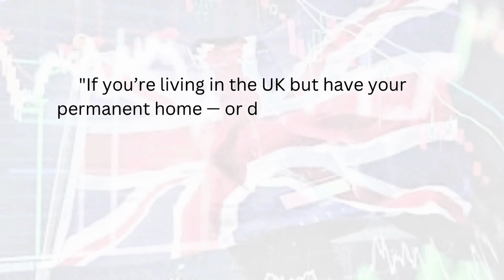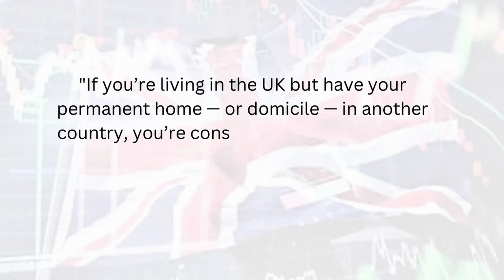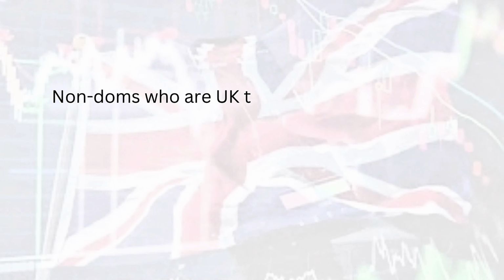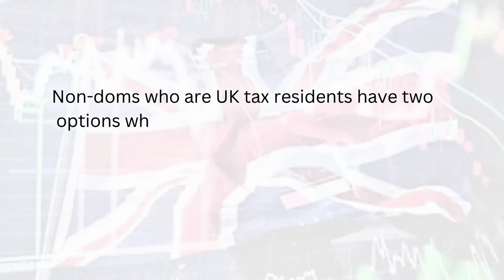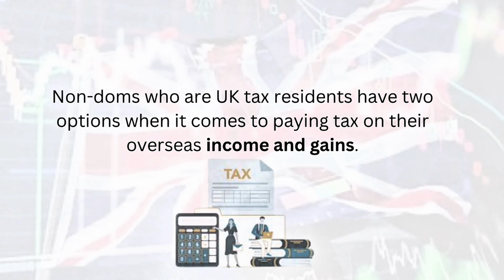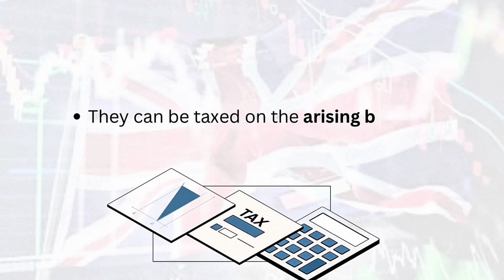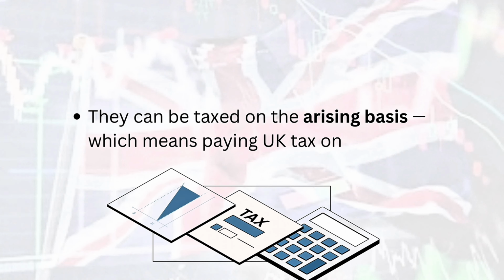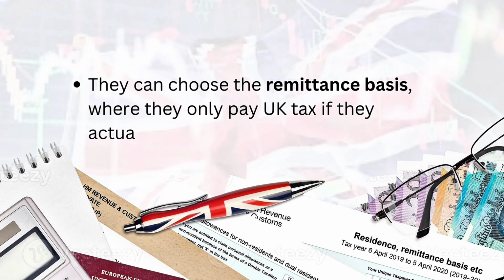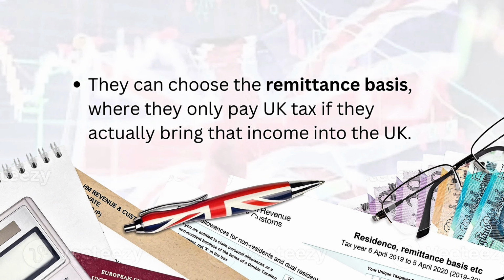If you're living in the UK but have your permanent home or domicile in another country, you are considered a non-domicile, non-dom individual. Non-doms who are UK tax residents have two options when it comes to paying tax on overseas income and gains. They can be taxed on the arising basis, which means paying UK taxes on worldwide income, or they can choose the remittance basis, where they only pay UK tax if they actually bring that income into the UK.